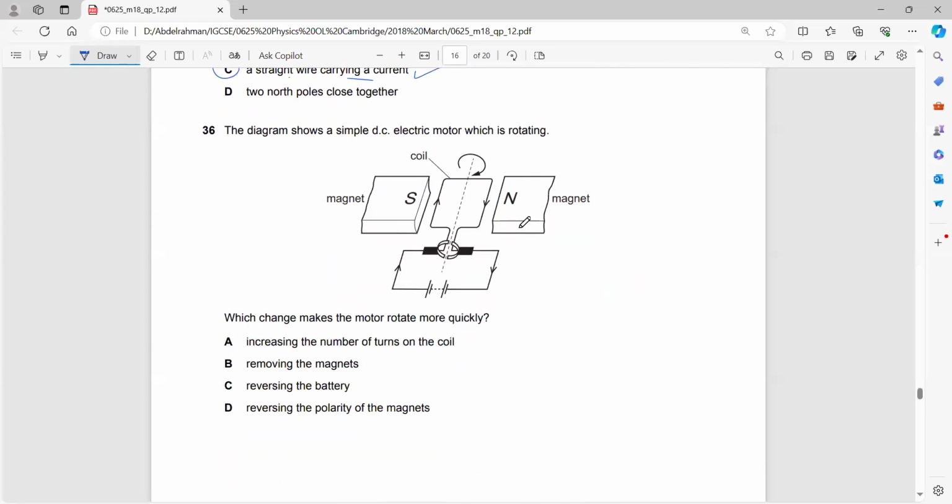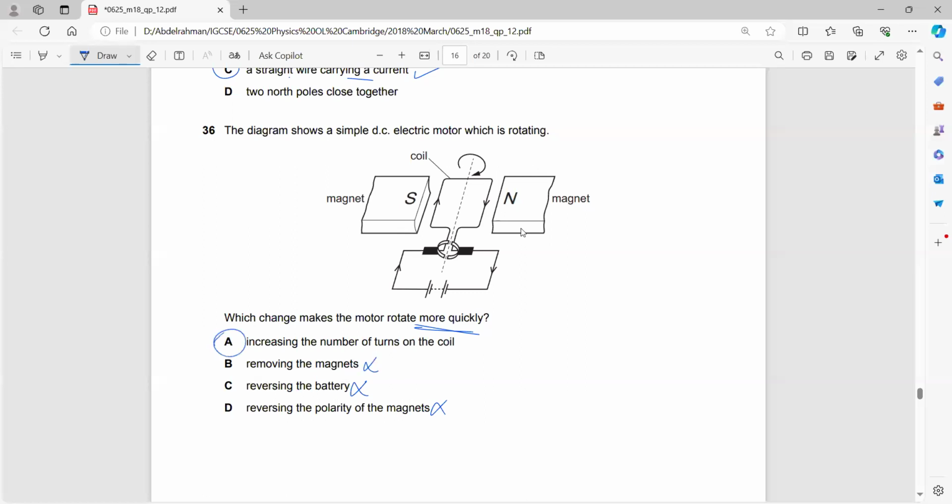Question 36. The diagram shows a simple DC electric motor. Which change would make the motor rotate more quickly? Any ideas? Can I reverse the polarity? No, if you reverse the polarity, it will move in the opposite direction. Can I reverse the battery? Again, it will rotate in the opposite direction. Can I remove the magnets? If you remove the magnets, it wouldn't rotate at all.